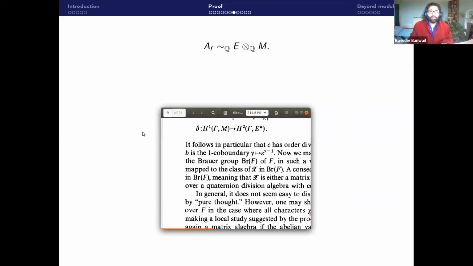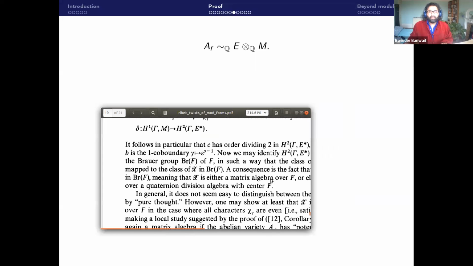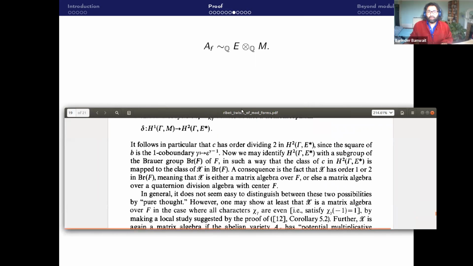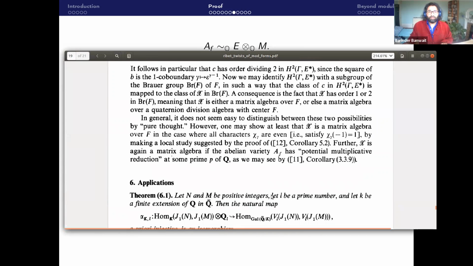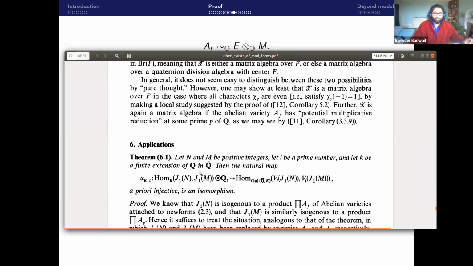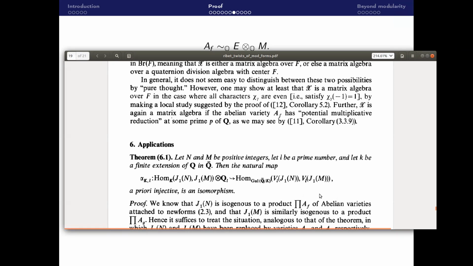In this case, one doesn't actually need Faltings' result. It was already proved for modular abelian varieties. This is the result here, from Ribet's paper, Twists of Modular Forms. This is the result one has in mind. It's expressed as an isomorphism between homomorphisms between abelian varieties tensored with Q_l and homomorphisms between the l-adic Tate modules.